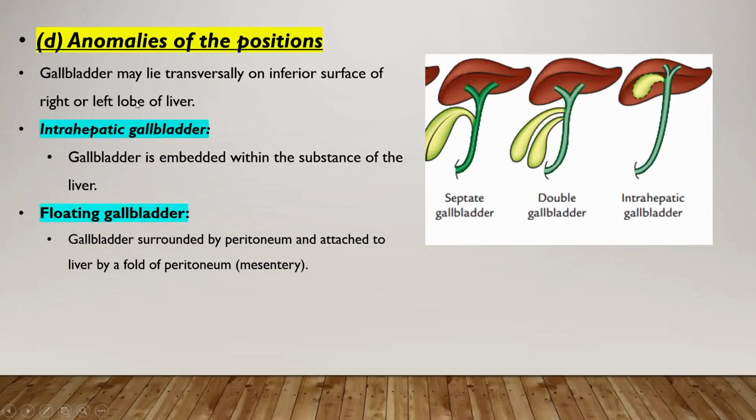Then anomalies of the position of the gallbladder. The gallbladder may lie transversely on the inferior surface of the right or left lobe of the liver. Sometimes there can be an intrahepatic gallbladder, when the gallbladder is present within the substance of the liver. Sometimes there can be a floating gallbladder, where the gallbladder is surrounded by peritoneum and attached by a fold of mesentery.